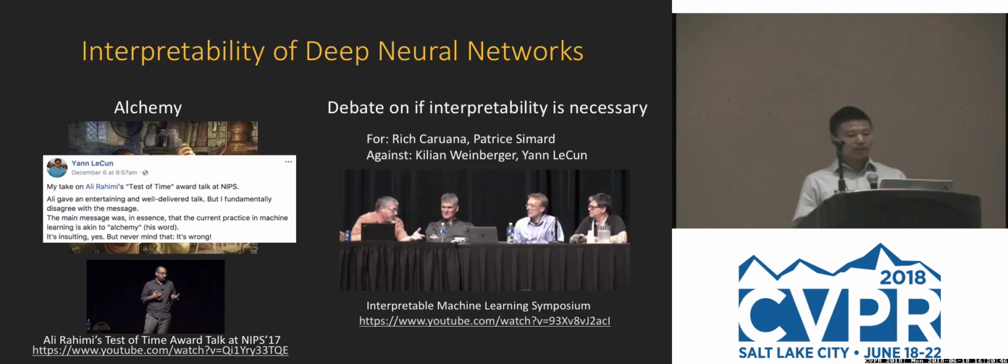There was another interesting symposium at NIPS last year, the Interpretable Machine Learning Symposium. There was a debate session on whether interpretability is necessary. On the for side, there were Rich Caruana and Patrice Simard, who are senior researchers from Microsoft Research. On the against side was Kilian Weinberger, a professor from Cornell, and also, of course, Yann LeCun. They debated whether interpretability is necessary. It's a very interesting debate, so you can click the link and watch it.